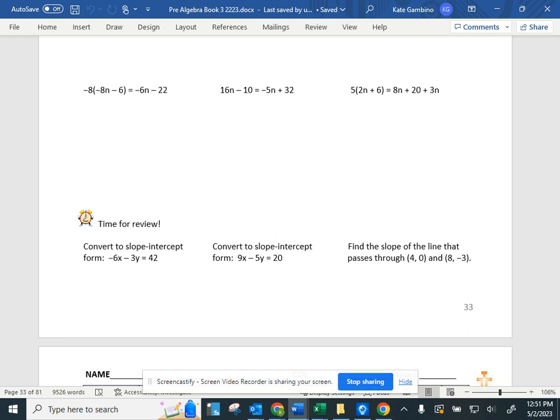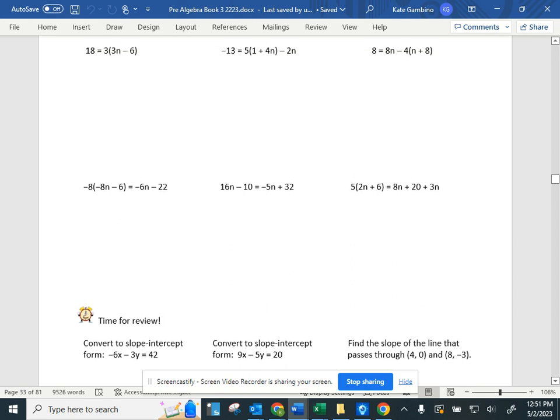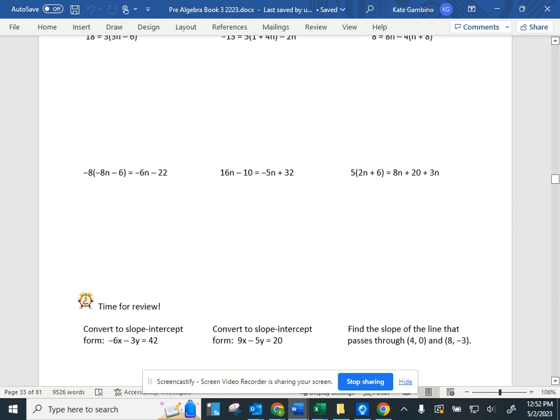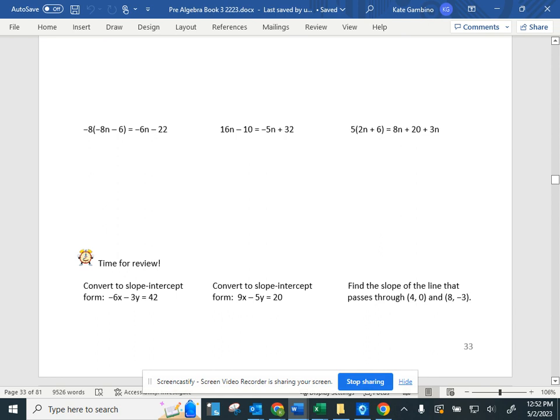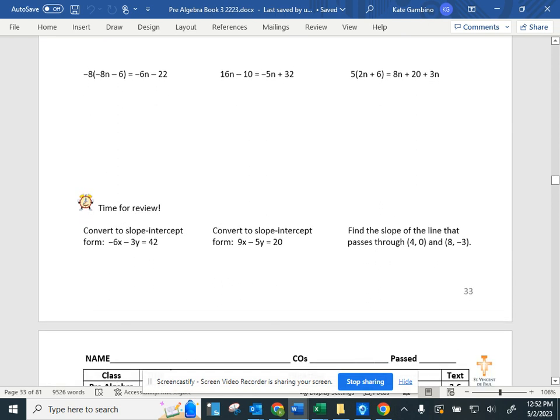Important things to remember. Let's do this one. -8 times (-8n minus 6) equals -6n minus 22. What's my first step? What was that, Audrey? Parentheses. I need to multiply through and get rid of those parentheses.